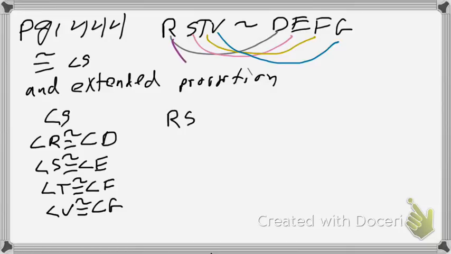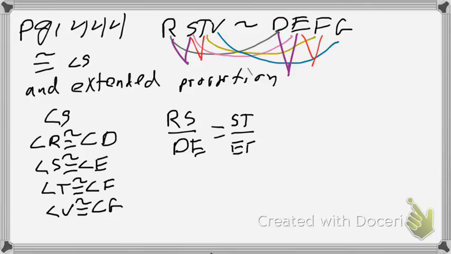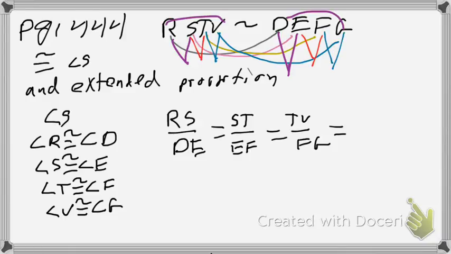Which means we're going to take RS, right there, first side, and say that its ratio of the first side of RS to the first side of DE is going to be the same as the ratio of the second side to the second side, ST to EF. Which is the same as the third side, TV and FG. And then the fourth side, RV to DG. This right there, that's an extended proportion. That's how we know with any sort of similar polygon, we get to write that extended proportion.